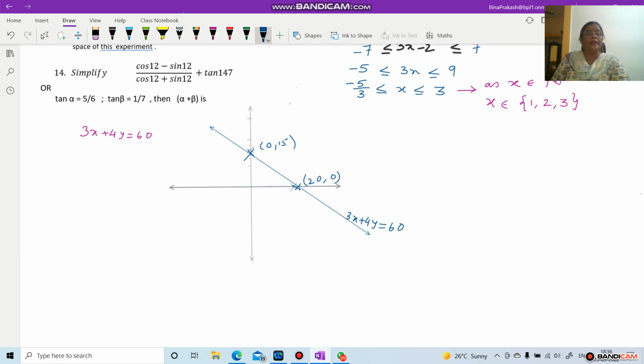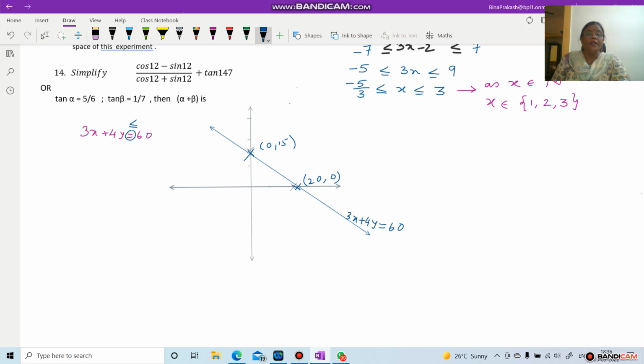Now how do we get less than? We have to have less. This is less than or equal to 60. How do we identify the region? The line is dividing the plane into 2 parts. Either it's less than 60 or greater than 60. Which one will be there? We'll take a convenient point. What is the convenient point?